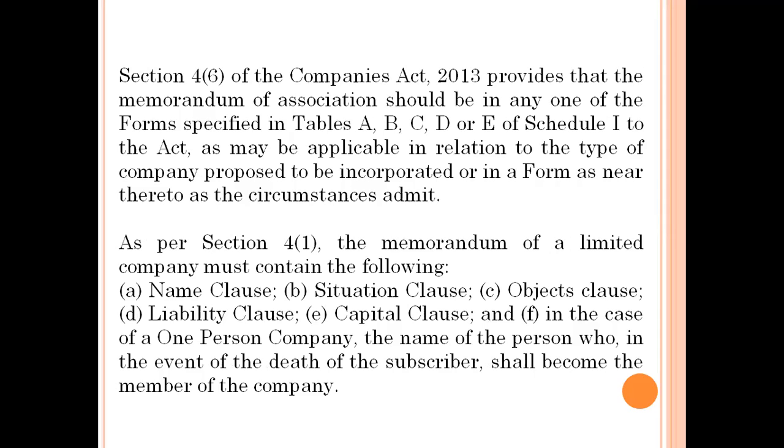So what are the things we are going to mention in the memorandum of association is provided in Section 4(1). What are those? Name clause, situation clause, object clause, liability clause, capital clause, and in the case of a one person company, the name of the person who, in the event of the death of the subscriber, shall become the member of the company also. We have to mention this, and all this comes under what we call the memorandum of association.